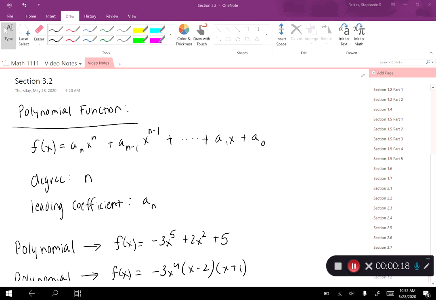The degree of a polynomial is the exponent that is largest. The leading coefficient is the number in front of the term with the biggest degree, or biggest exponent. Let's take a look at some examples of functions that are polynomials, and then some examples of functions that are not polynomials.